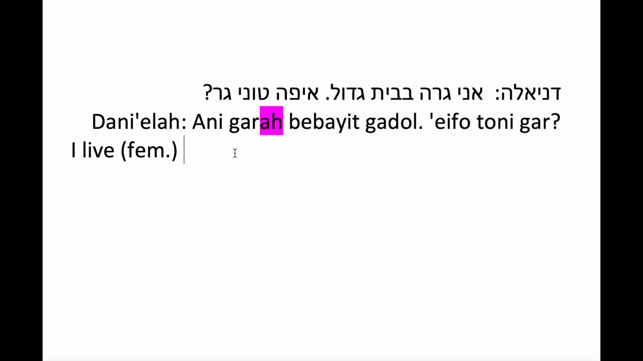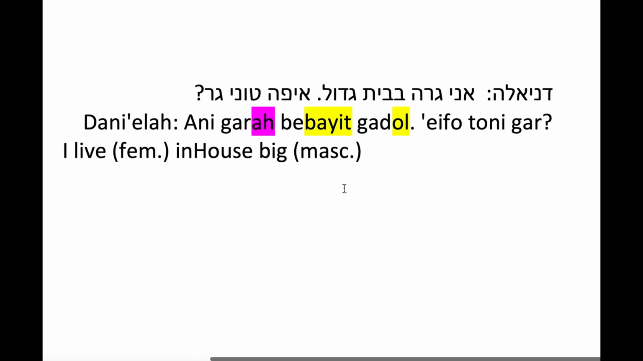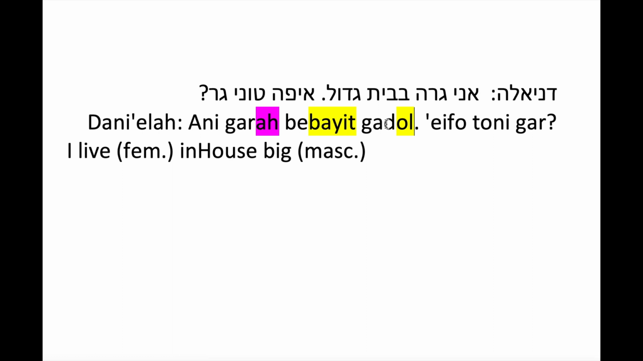Bebait, be means in or at. Bait means house. So it means in house, or in English we would say in a house. Gadol, we saw gdola before, big, large. And this is masculine. Why? Because bait is masculine, so you have the masculine form here. It's gadol. Right, okay, and dira was gdola. You need to end it with an a because it's feminine in this case. Here it's masculine, so you end this word in the masculine form.